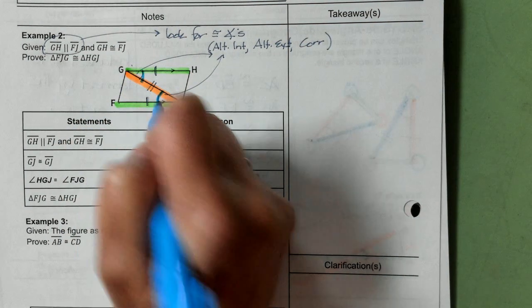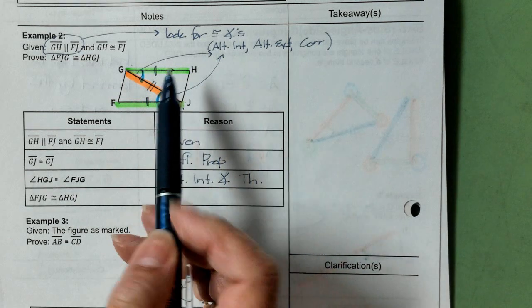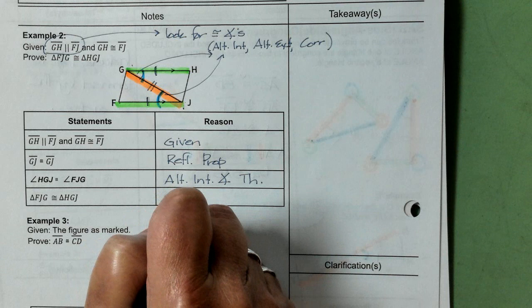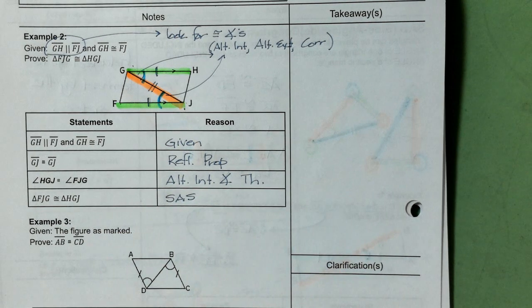I'm going to mark those. So now look what we have. Side angle side, side angle side. So they are congruent by side angle side.